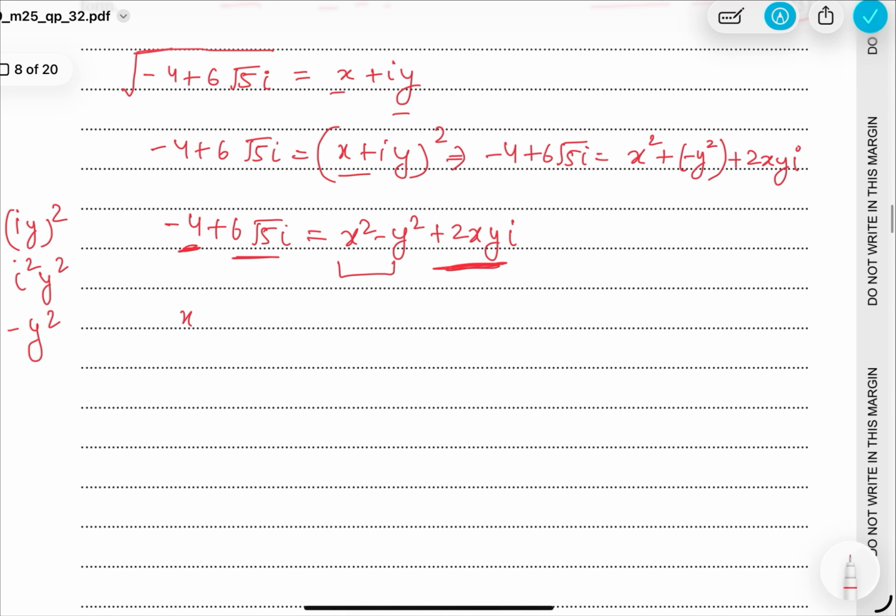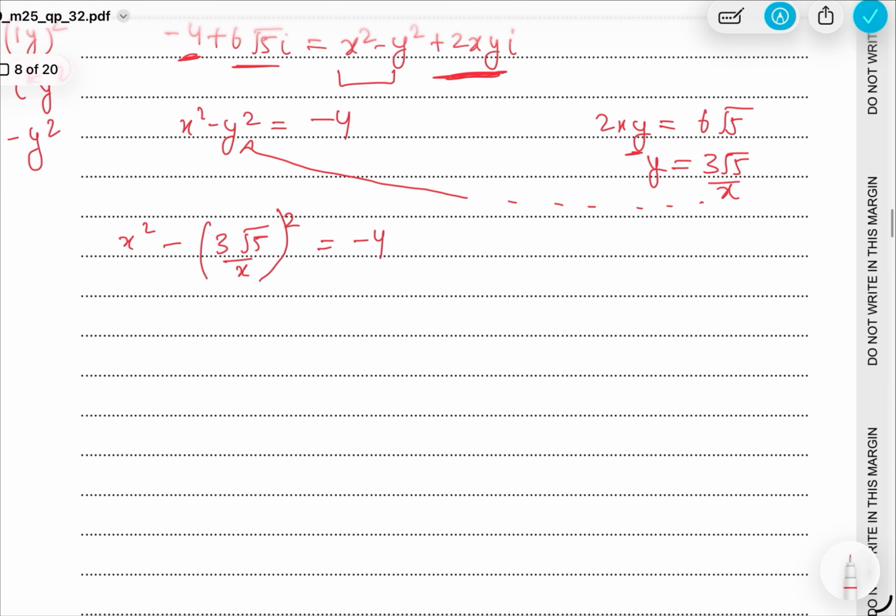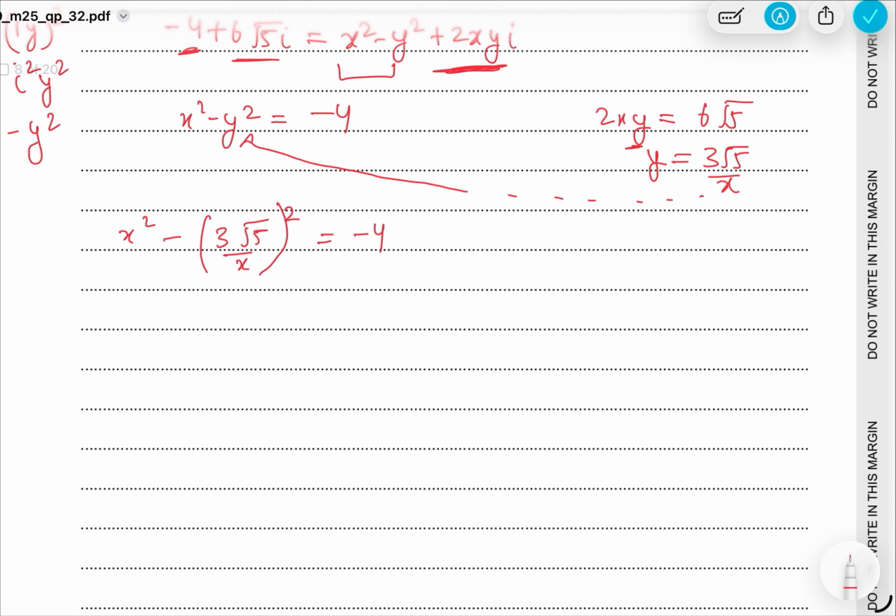Very good. So x square minus y square equals negative 4 and 2xy equals 6 root 5, y equals 3 root 5 upon x. Yes or no? Just make y the subject and now plug in the values over here. Can we do it or not? So it would be x square minus, am I going too fast, learners? If yes, then improve your speed. Okay, I will not slow down. Let's go. Improve your speed. Am I writing it correctly or not? Just tell me that. Yes, sir, you are doing it correctly.